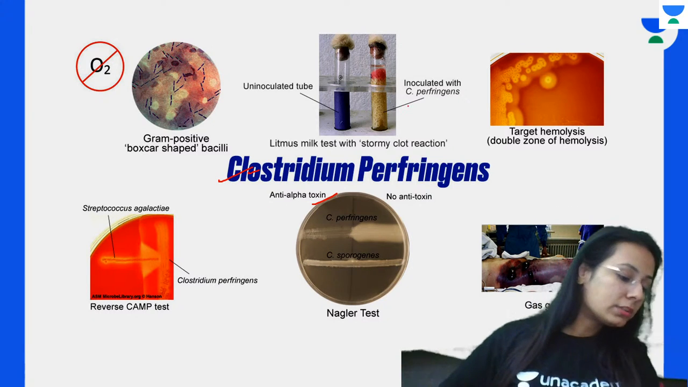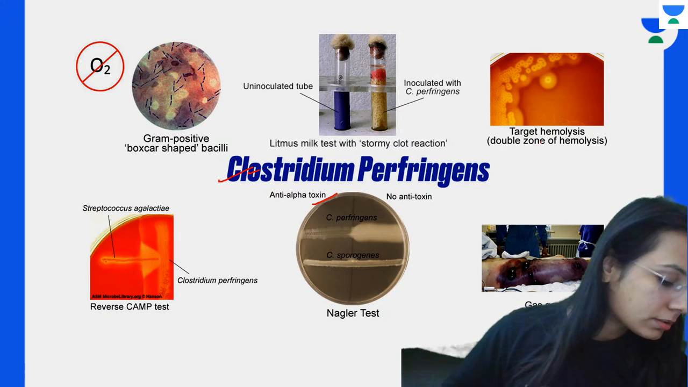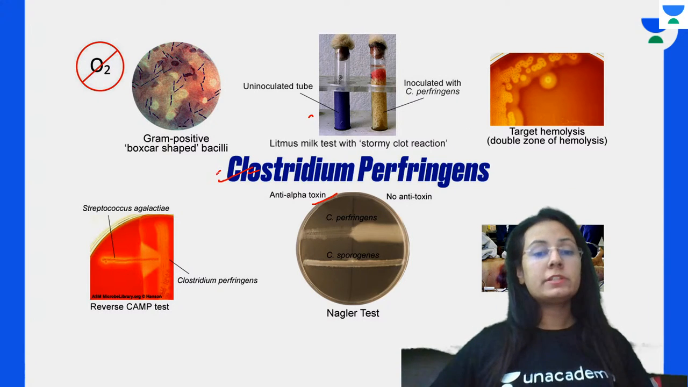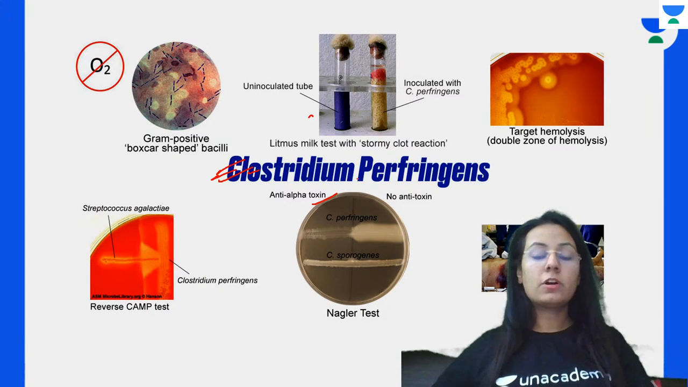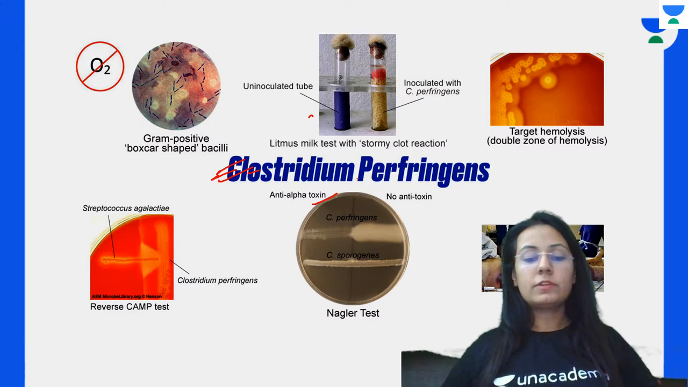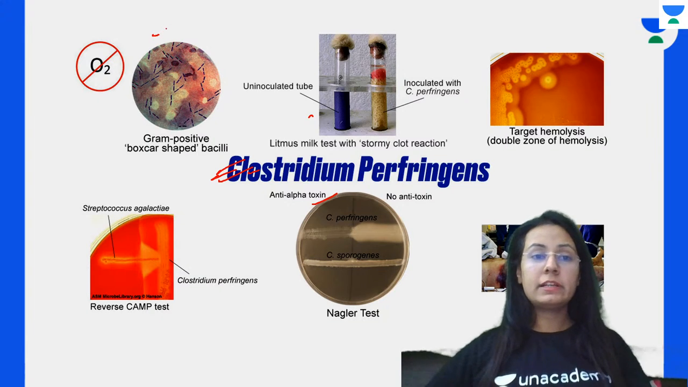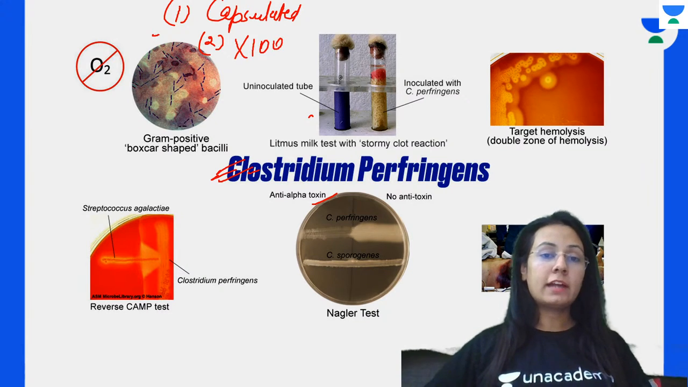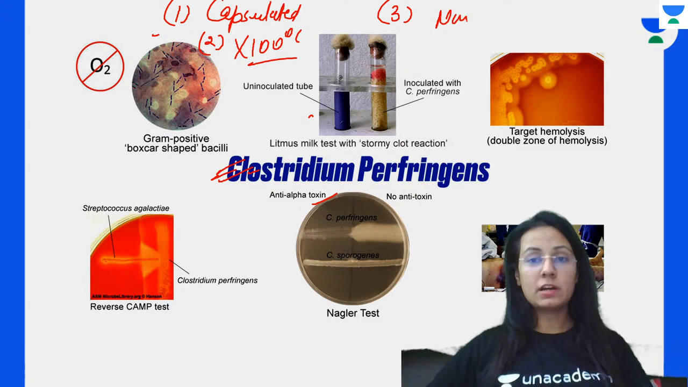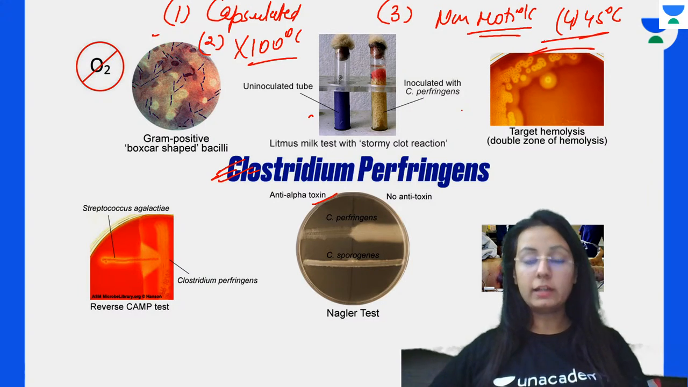Now revising fast about the Clostridium. Now Clostridium perfringens. The most important thing we need to remember is the exception of Clostridium perfringens: they are capsulated. Another is that the spores are not killed at 100 degrees Celsius, they are non-motile, and they grow at 45 degrees Celsius.